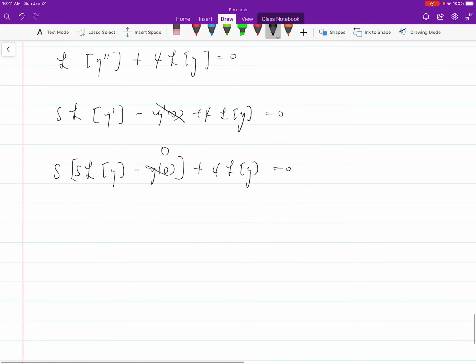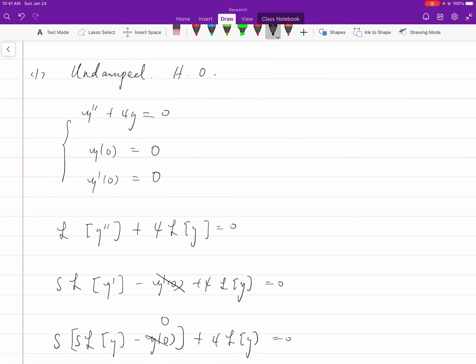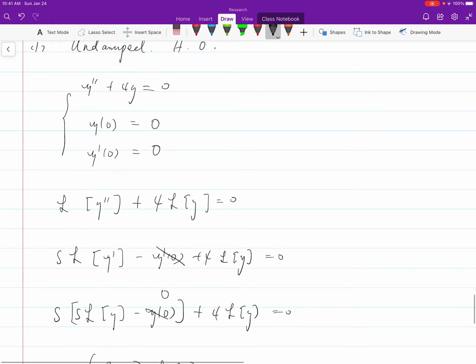Okay, this is 0. So (s squared plus 4) L[y] equals 0, which implies y equals 0. Now what do you have? You have a harmonic oscillator with initial displacement 0 and initial velocity 0, therefore it's not going to be moving, for sure. So this is not too interesting.